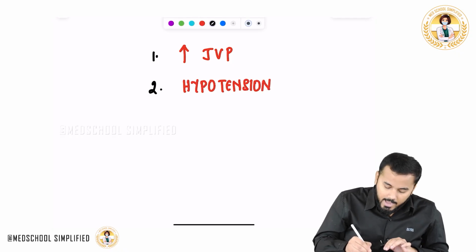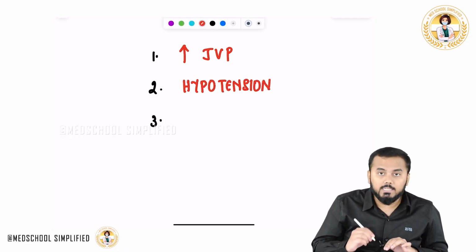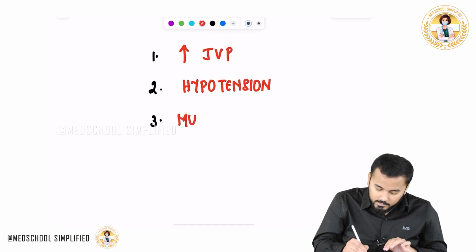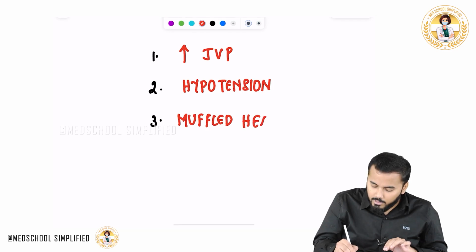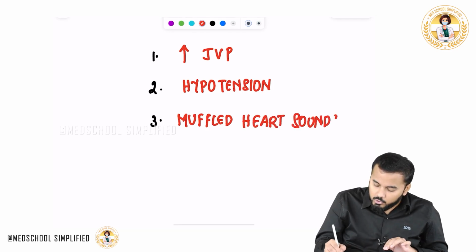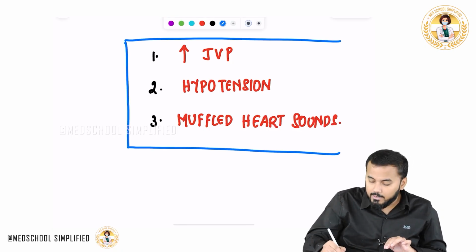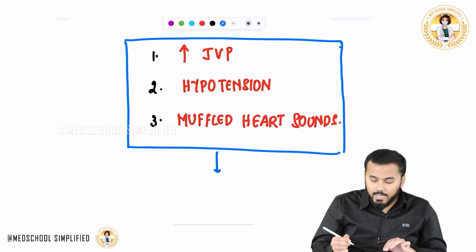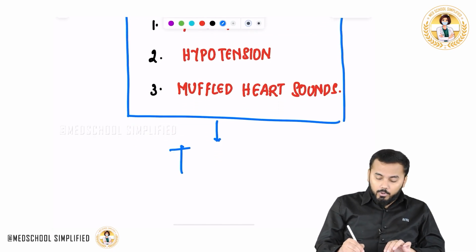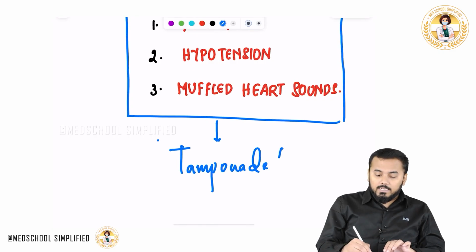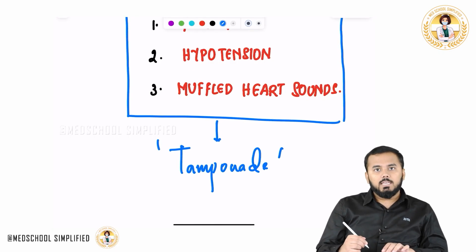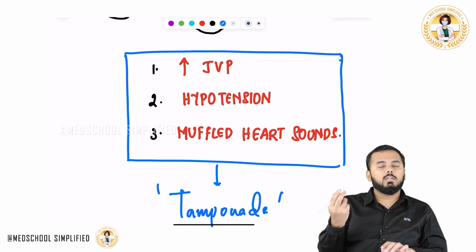Hypotension in the patient. And the third important thing which you can see here is muffled heart sounds. So all these three things, if you look in a question or in any patient, this condition you call as cardiac tamponade. So this triad, these three symptoms together, you call as a triad.